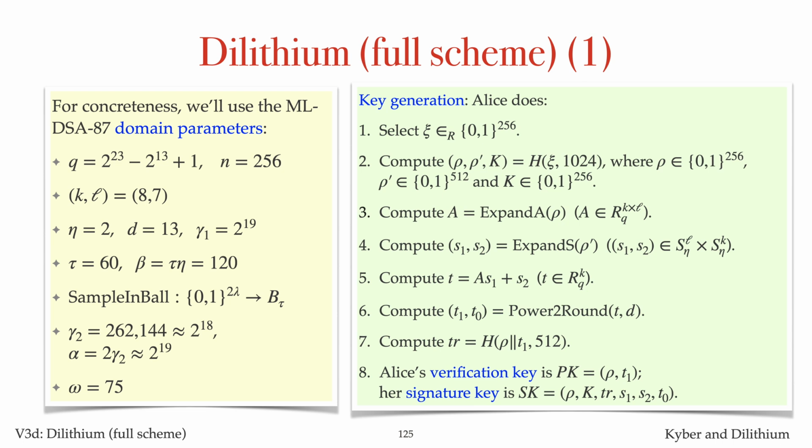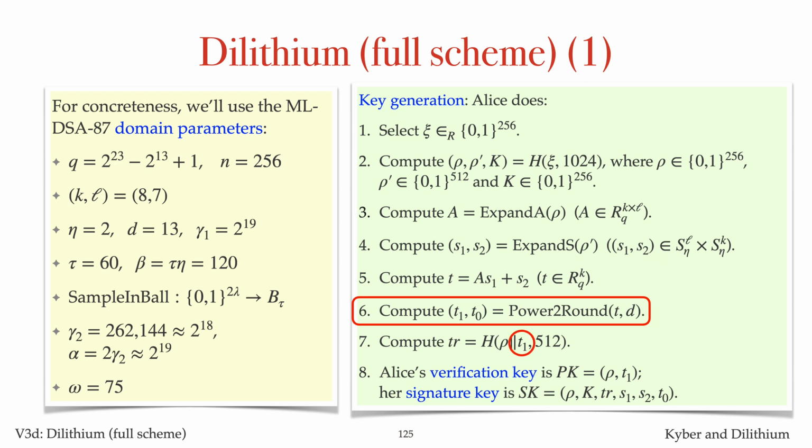Key generation for the full Dilithium signature scheme differs from the version without t compression as follows. I'll just highlight the differences. After computing t in step 5, Alice applies the Power2Round function to the coefficients of polynomials in t and obtains polynomial vectors t1 and t0. When d equals 13, which is the case for the ML-DSA 87 parameter set, the coefficients in t0 are 13-bit integers, whereas the coefficients in t1 are 10-bit integers.